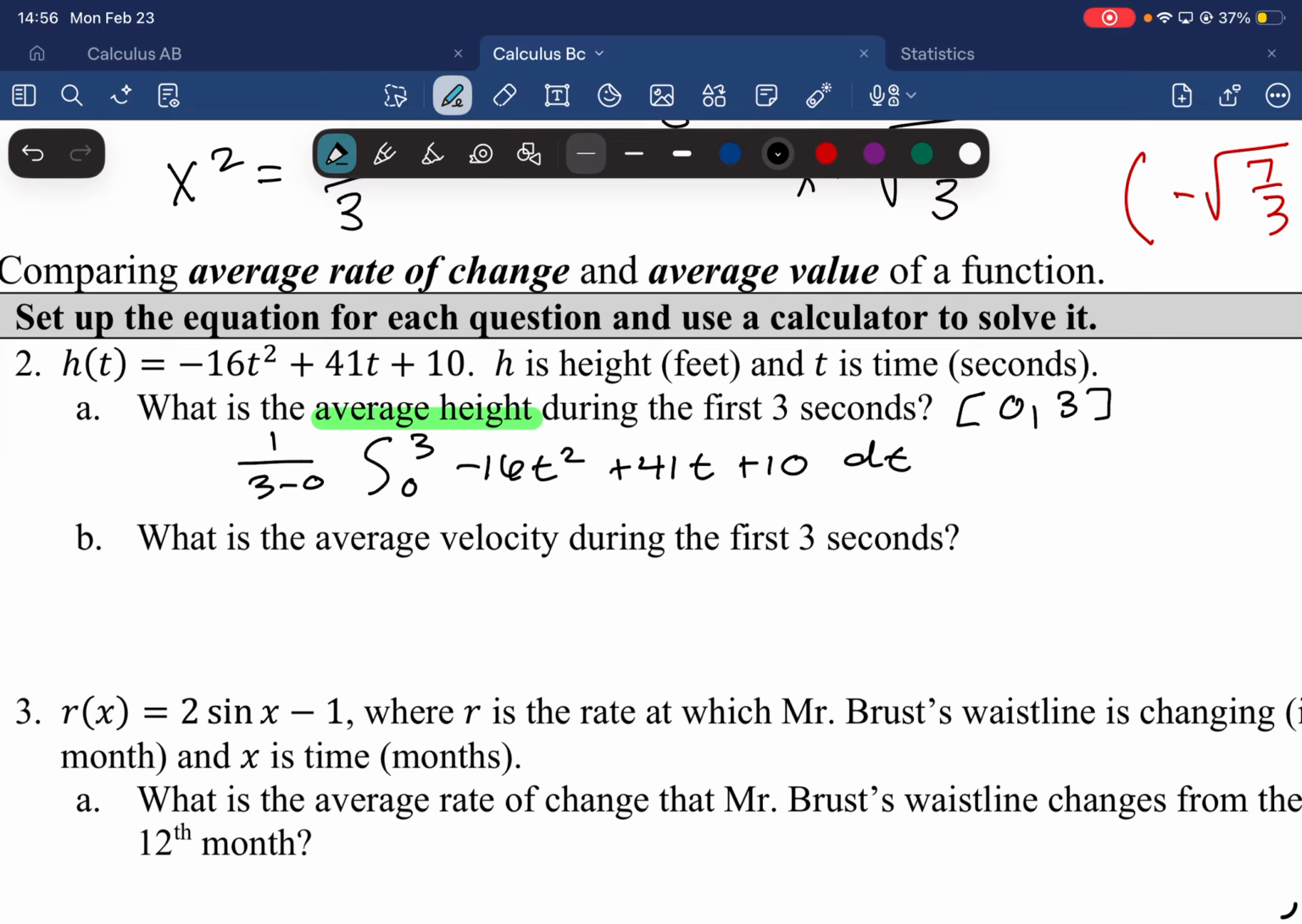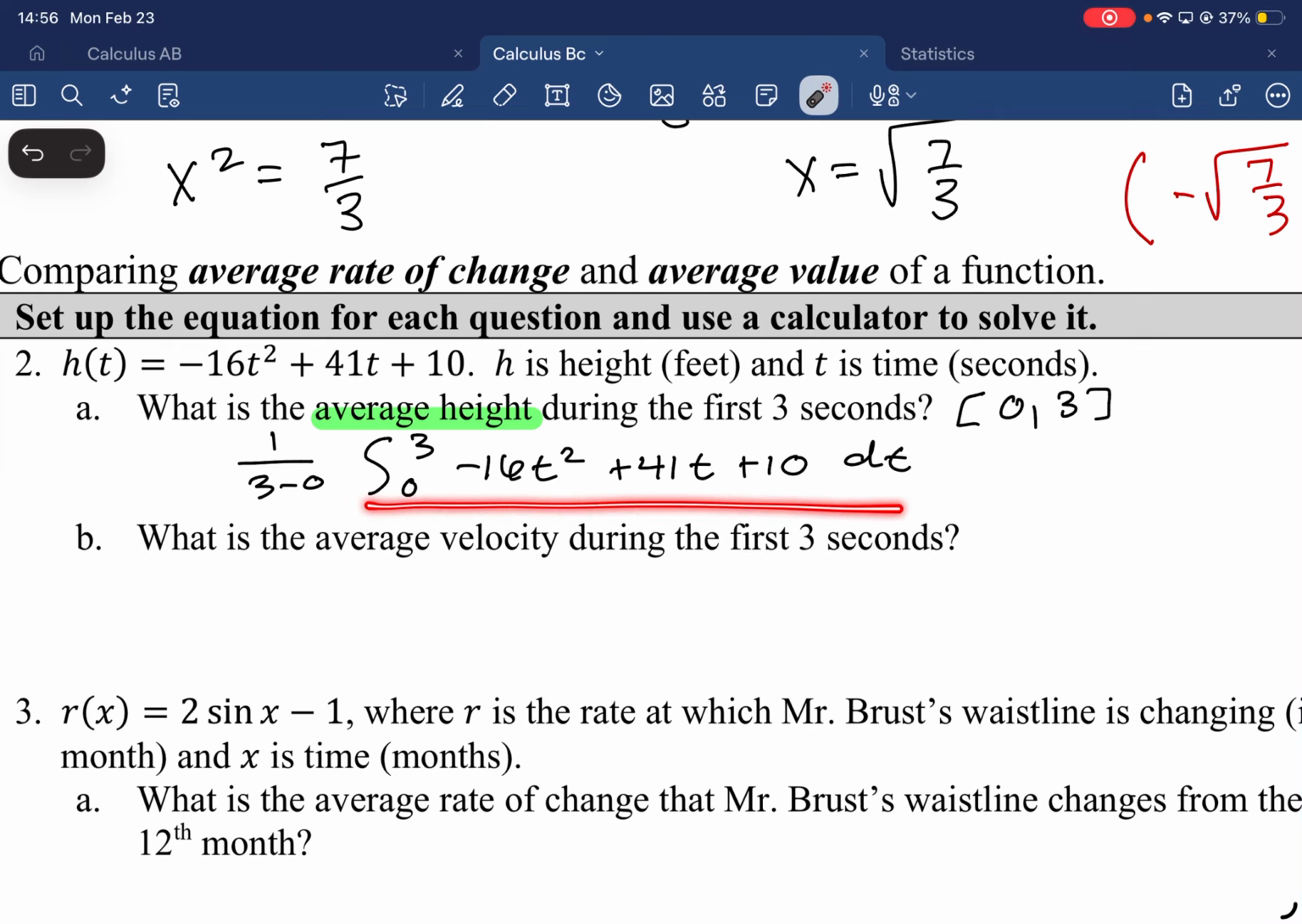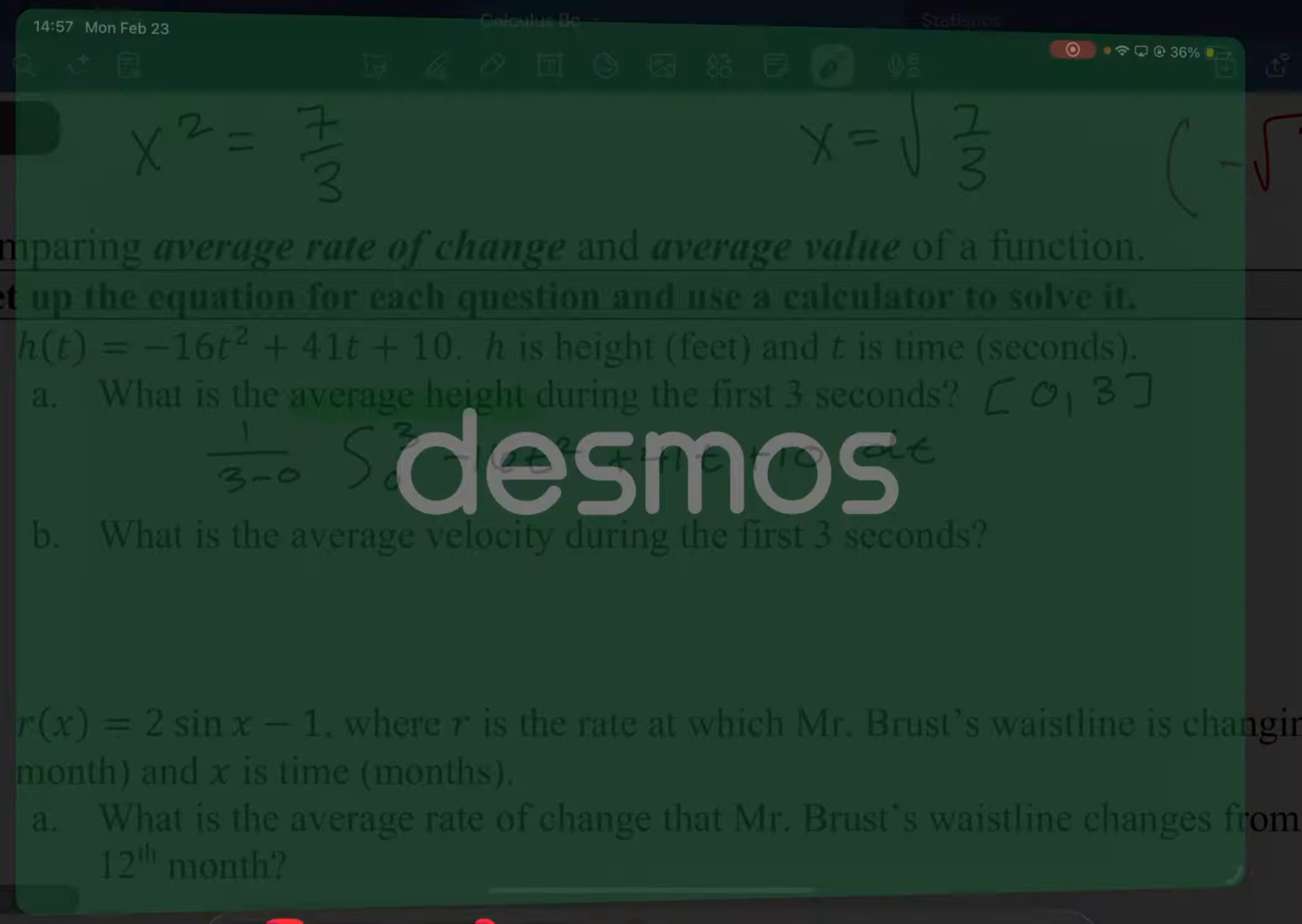Okay, and I can solve this by hand. But if we have the calculator, let's go ahead and just use it. So what I'm going to do on Desmos is type in this entire part here, and I just need to make sure I include parentheses around my function so it works. I'm even going to put the fraction right in front of it as well. So 1 divided by 3 minus 0 is just 1/3. So going on to Desmos.